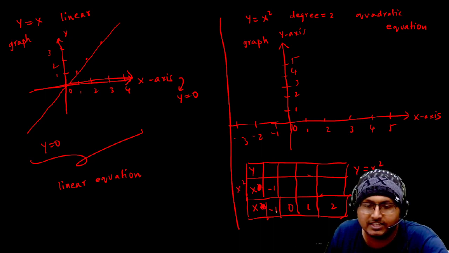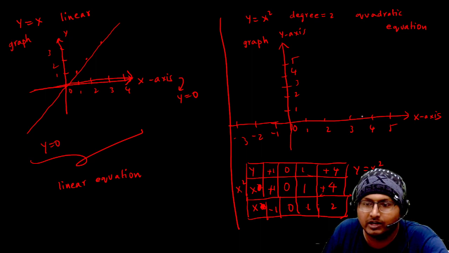So suppose x equal to -1. What will be x square? It is plus 1, since minus 1 whole square is 1. If x equal to 0, x square is 0. If x equal to 1, x square is 1 only. If x equal to 2, x square is plus 4. So y equal to x square means y equal to 1, 0, 1, 4.